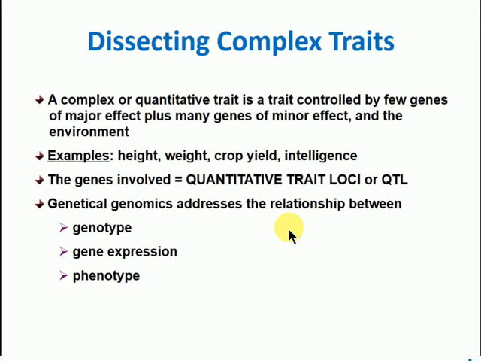And the reproductive traits, different species, all those biological characters, they share a common feature, which is polygenic control and environmental modification. So those traits, those characters are called quantitative traits.